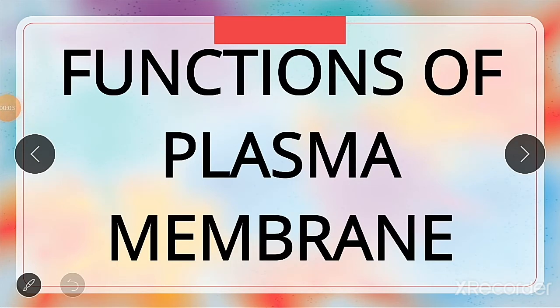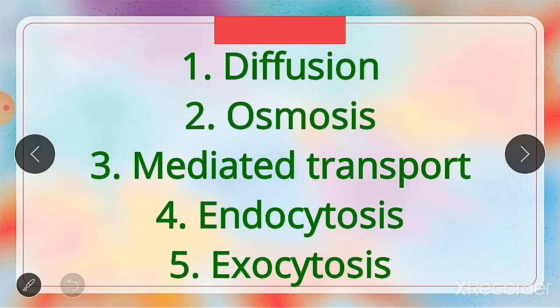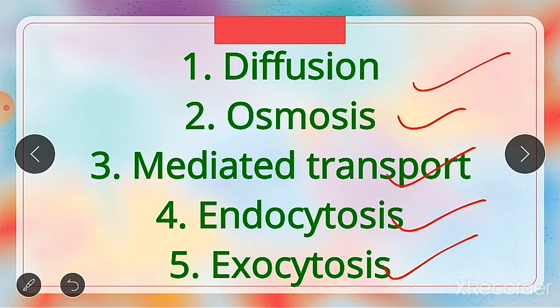The next is functions of the plasma membrane. Students, you may have some questions like how does the movement of substances take place into the cell, or how do substances move out of the cell? The studies on the functions of the plasma membrane have shown that it performs different functions like diffusion, osmosis, mediated transport, endocytosis and exocytosis, and these are some physical and biological processes by which the substances move in or out from the cell. So we will see one by one.